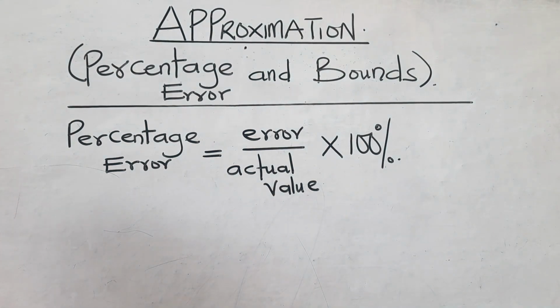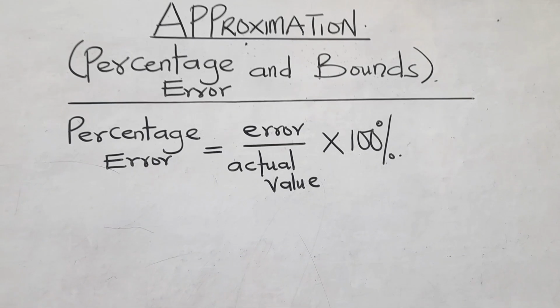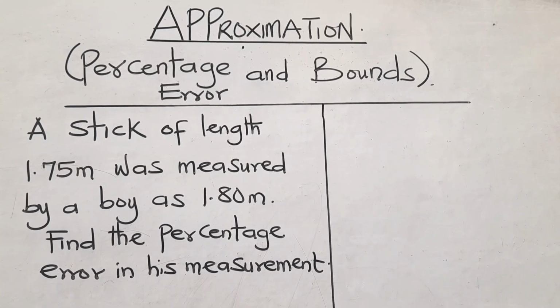Let's take an example. Now let's look at this question. It says a stick of length 1.75 meters was measured by a boy as 1.80 meters. Find the percentage error in his measurement.